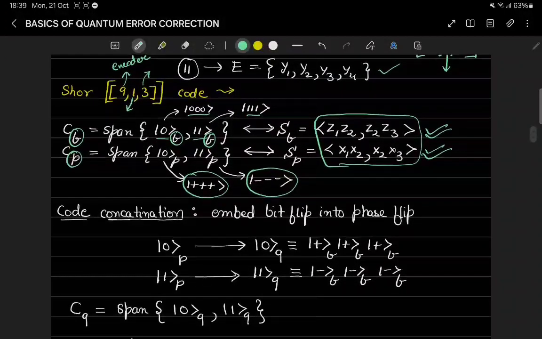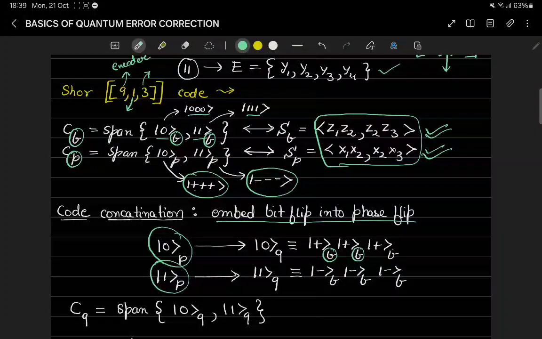Now what is code concatenation? What we will do is we will embed the bit flip code into the phase flip code. So I take my phase flip logical 1 and logical 0, and then I put bit flip logicals instead of the normal computational basis. So this is the change that I make. So I make a transformation from the phase flip code to a 9 code. So there are now 9 qubits inside the encoder, and I have just concatenated two codes. I have put one code inside the other.